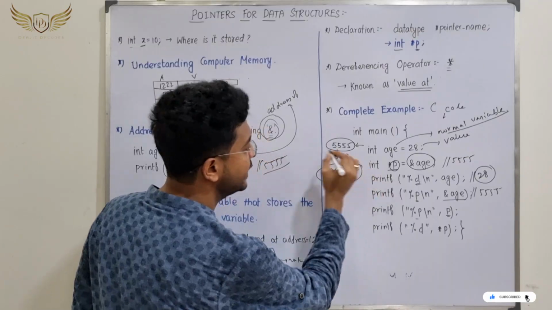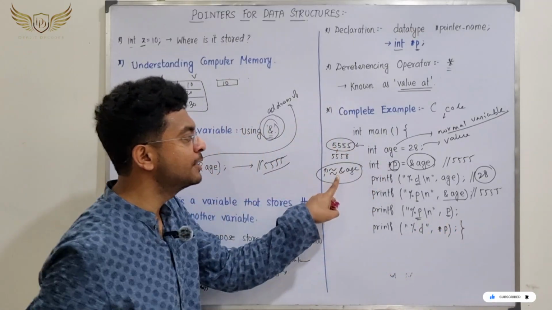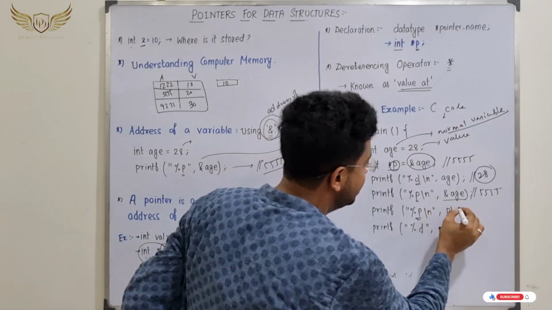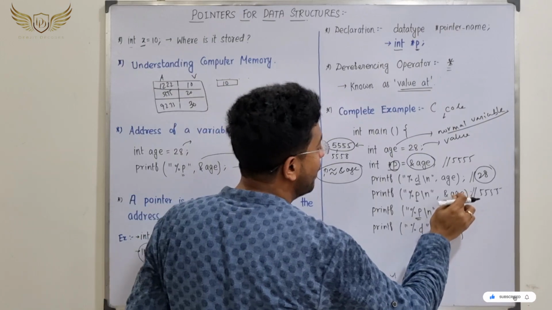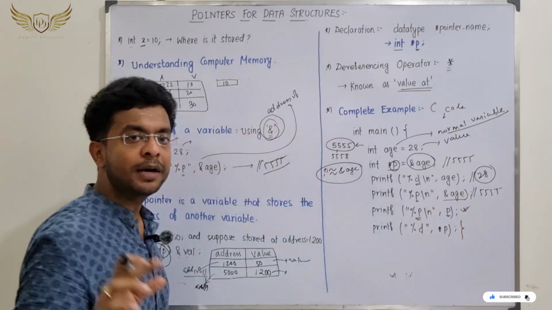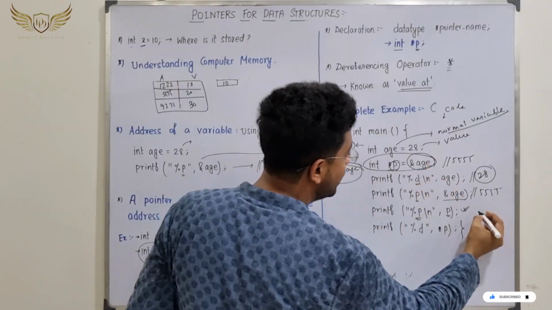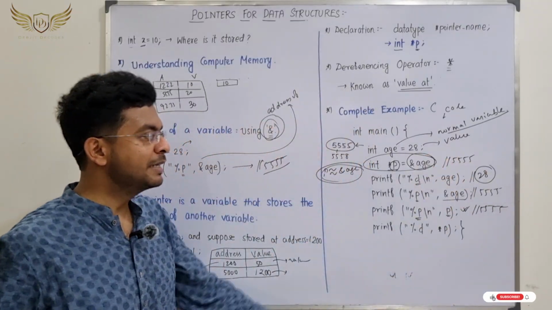We can talk about this thing. That's why we are using percentage %p, because p is a pointer and is storing the address of age. So whatever be the value of this case, this line will give the same value. Because p and ampersand of age, these two are storing the same value. These two are equivalent. That's why we have said. So this will also give 5555. I hope it is clear.